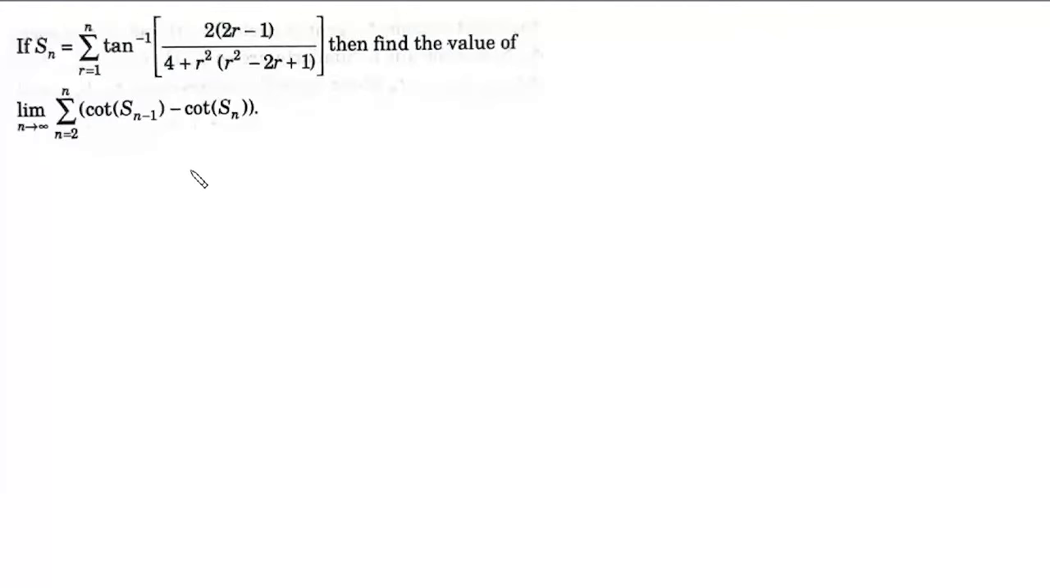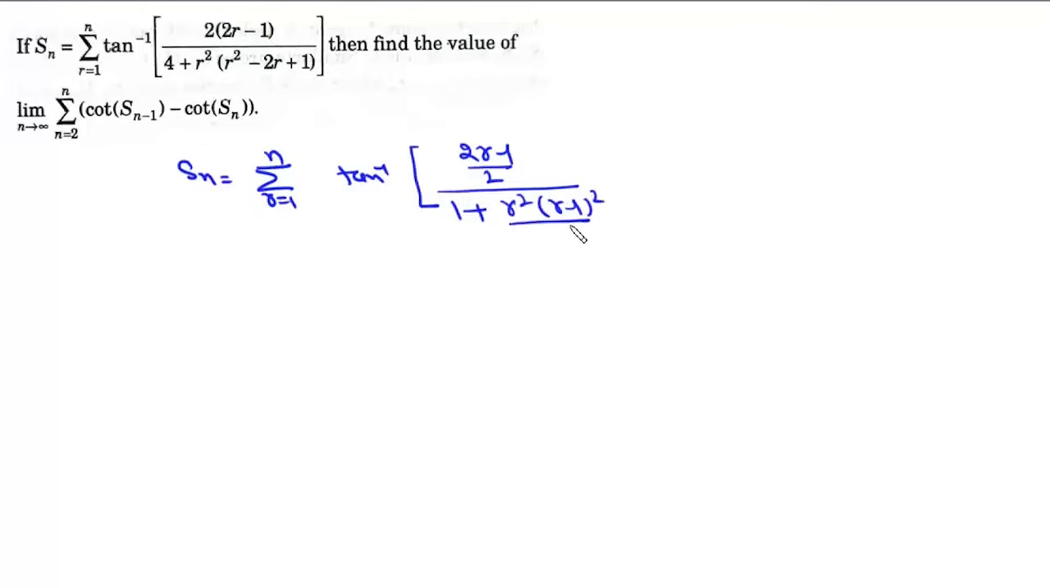Now here the question is, we are given the series Sn, which is this summation r varies from 1 to n, and this is tan inverse. Now if we divide everything with 4, we can write this as 2r minus 1 by 2 upon 1 minus r square and r minus 1 whole square by 4.